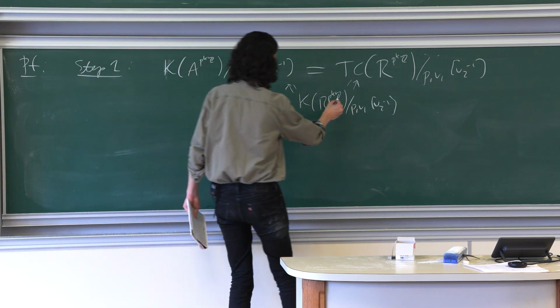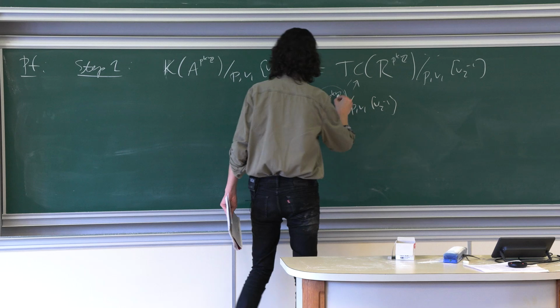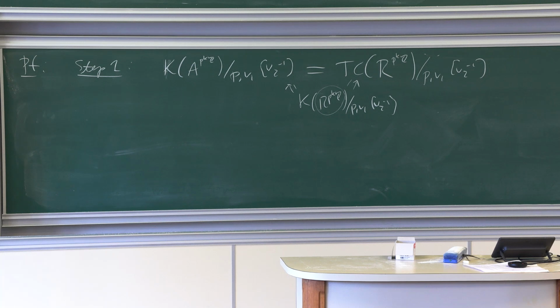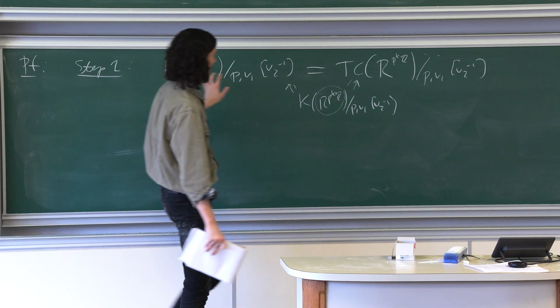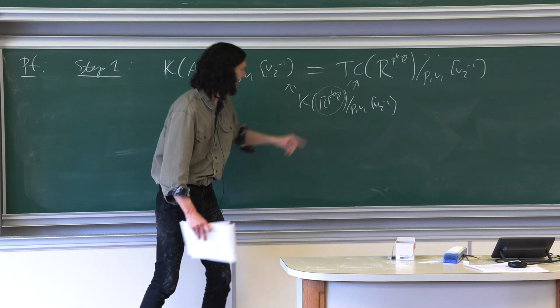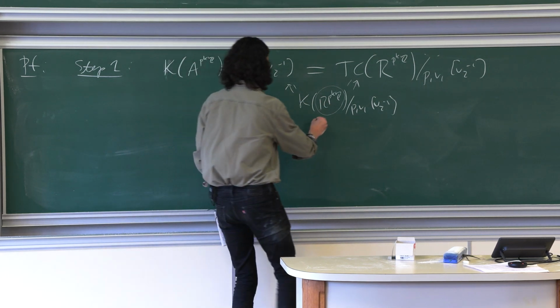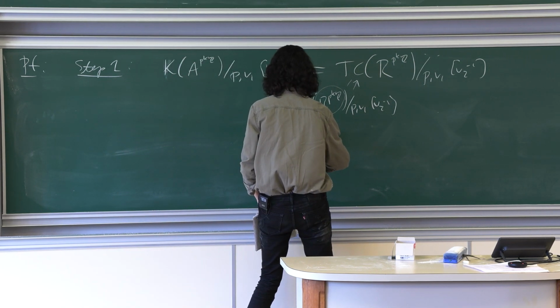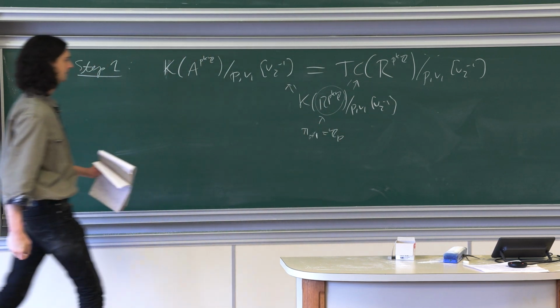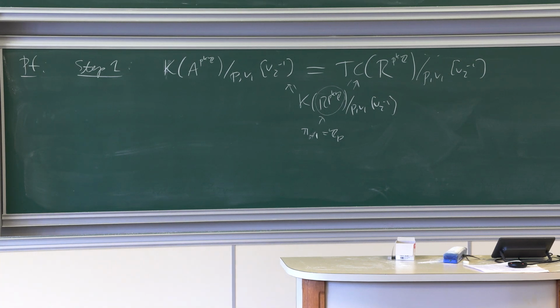If this guy were connective, this would follow from these general soft results I discussed, that at heights greater than or equal to 2, the K theory of any ring is the same as the TC of its connective cover. But this guy is not quite connective. This has homotopy in degree -1. So pi minus 1 is ZP. It's not 0 in any case. So we can't apply those general results.